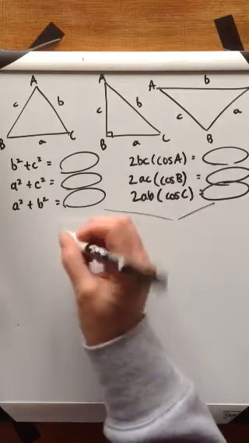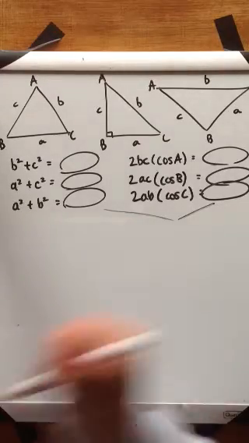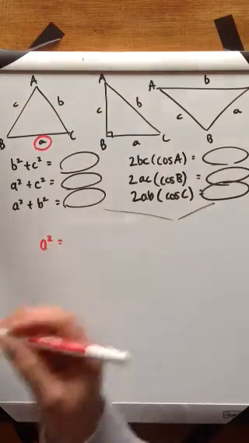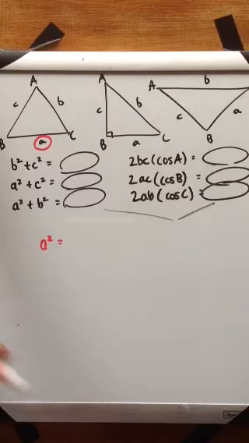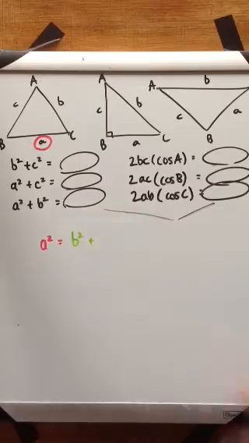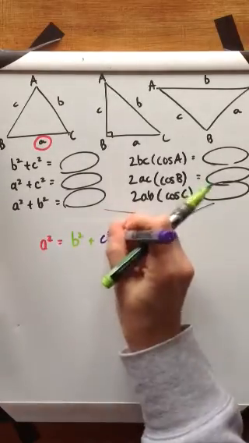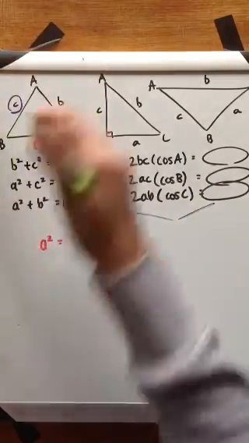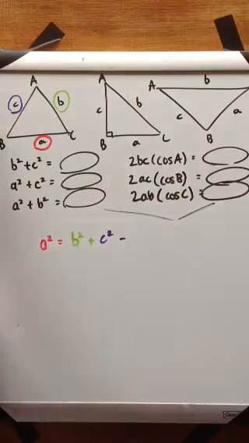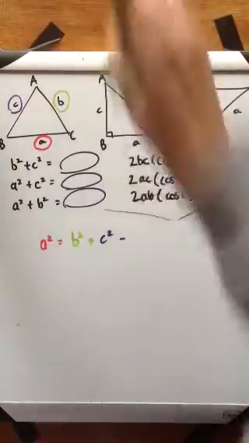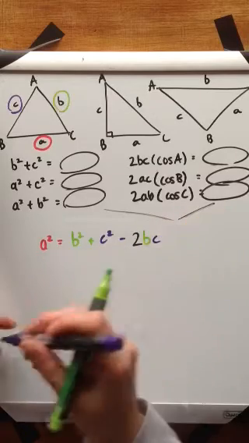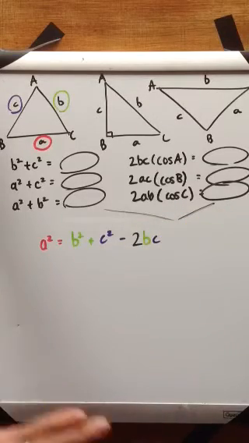So the big idea in this lesson is that if I want to know the value of, say, a, I know that its squared value is equal to b squared plus c squared, so these guys here, minus 2 times, whoops, try that again, bc times the cosine of A.